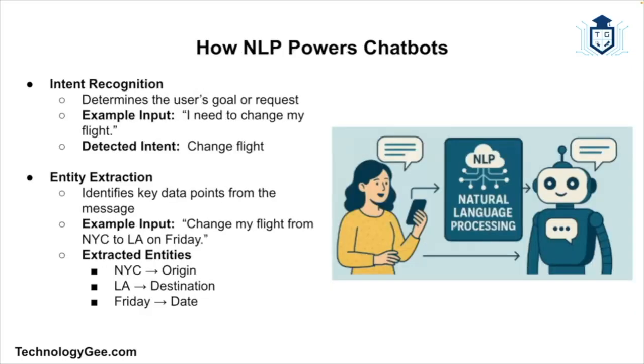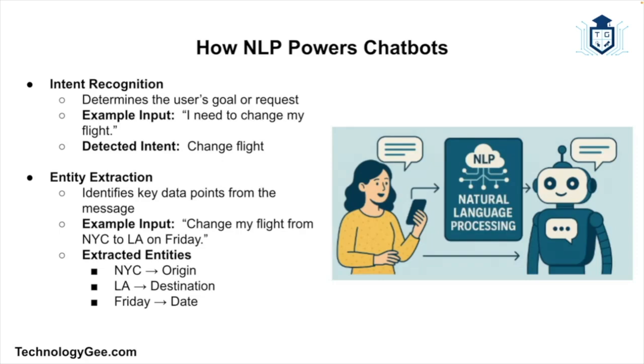Now, here's how smart chatbots work step by step. The first step is called intent recognition. This is where it figures out what you want. So you put in an input like, I need to change my flight, and the detected intent will be that you need to change your flight. Then step 2 is entity extraction, and this is where it finds key information. So in your input, you might put something like, change my flight from New York City to LA on Friday.